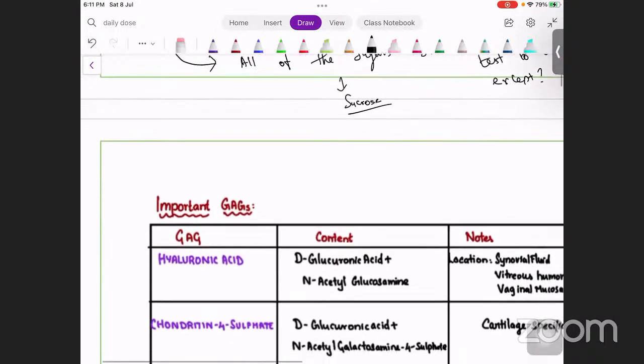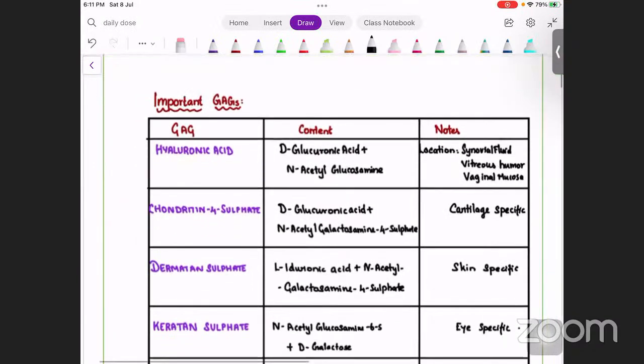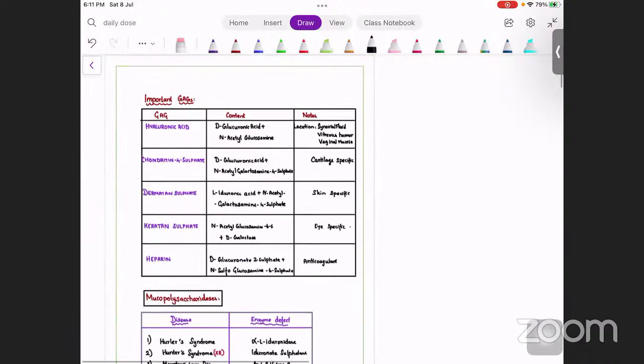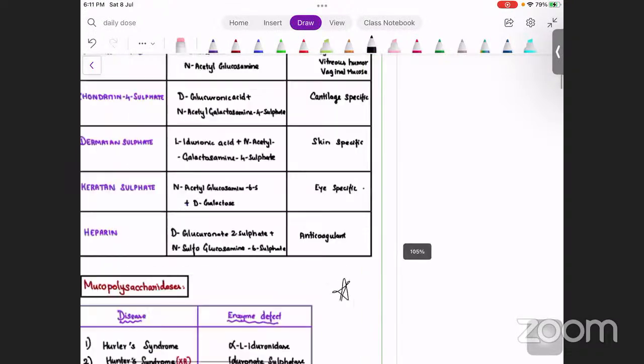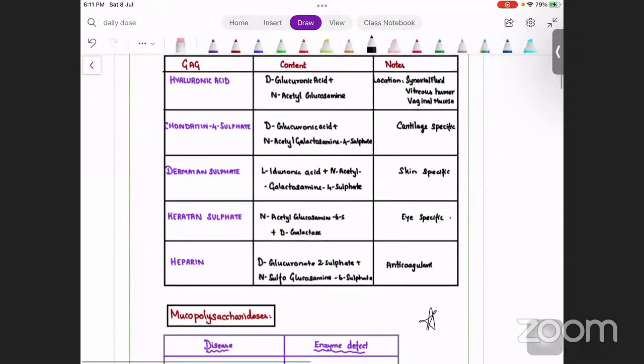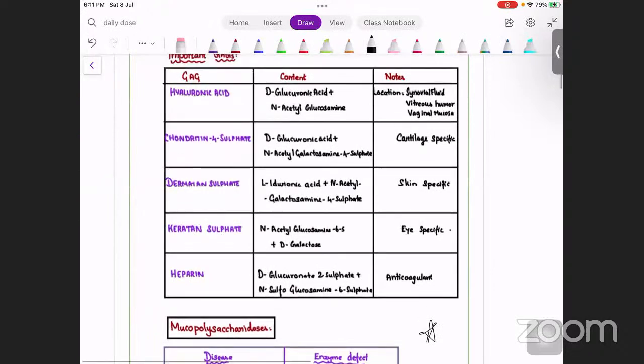Then we talk about the important category here, people. This page is one of the pages that you have to remember. You should not miss it. So one of the important pages here: GAG and their mucopolysaccharidosis. One of the important GAGs are mentioned here.